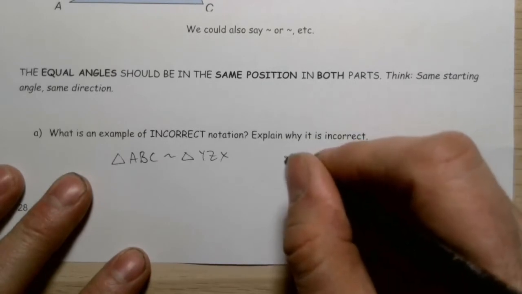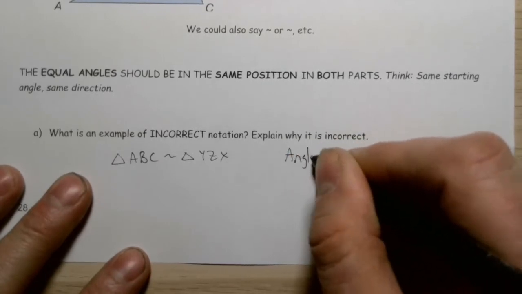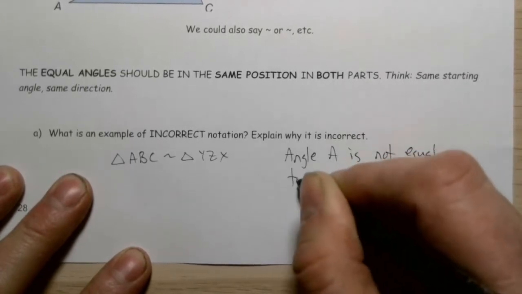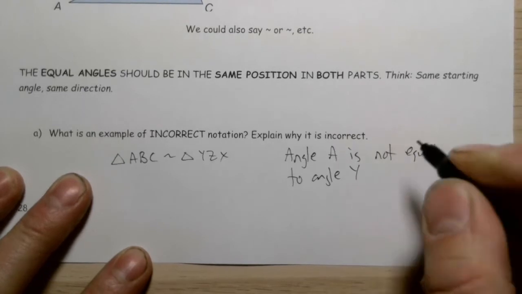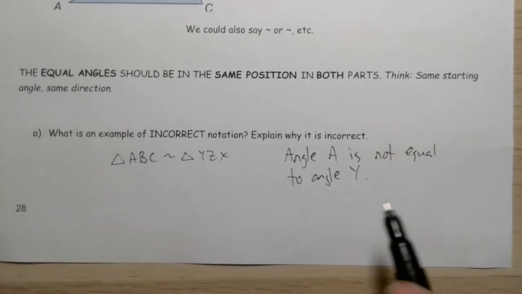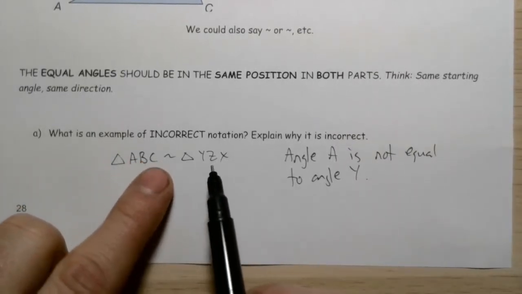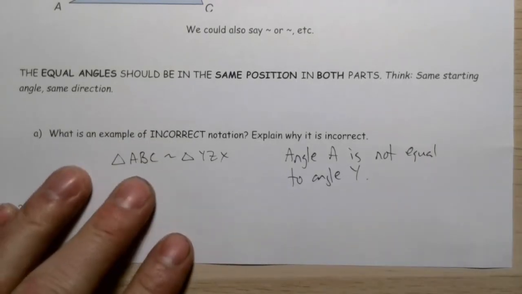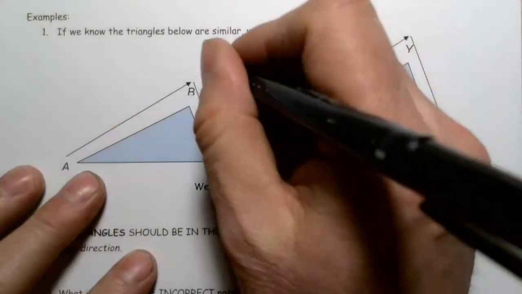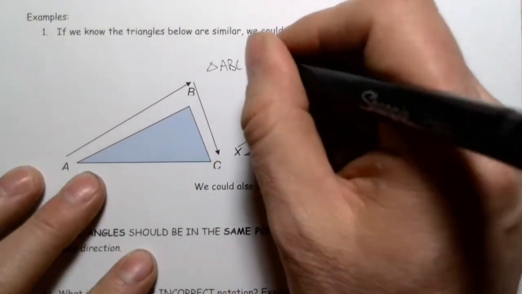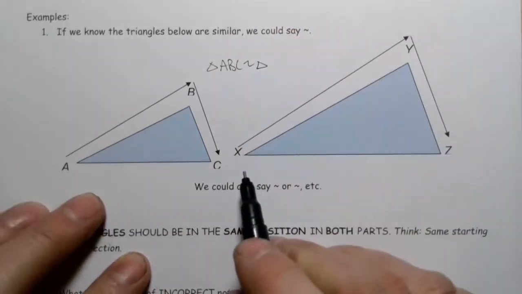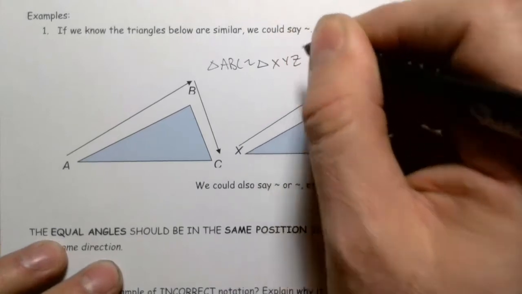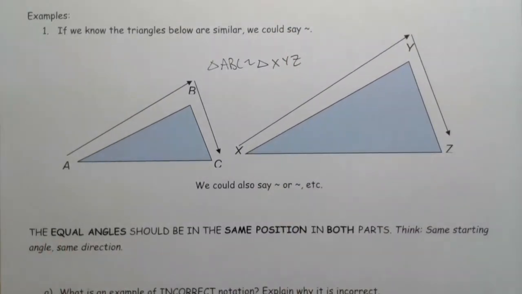Explain why it is incorrect. Angle A is not equal to angle Y. And by that token, neither are B and Z the same, neither are C and X the same. So that would be incorrect. A better way to write this would be to say that triangle ABC is similar to triangle XYZ, and that does communicate what I want to do here.